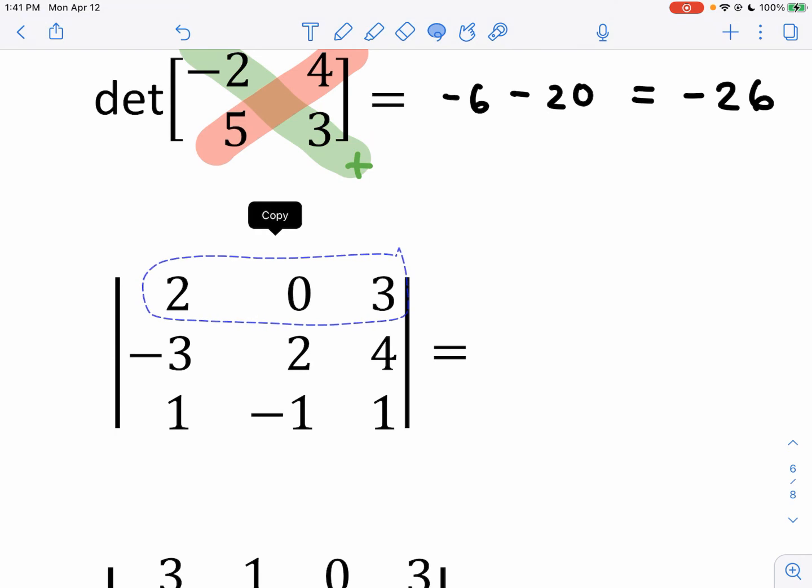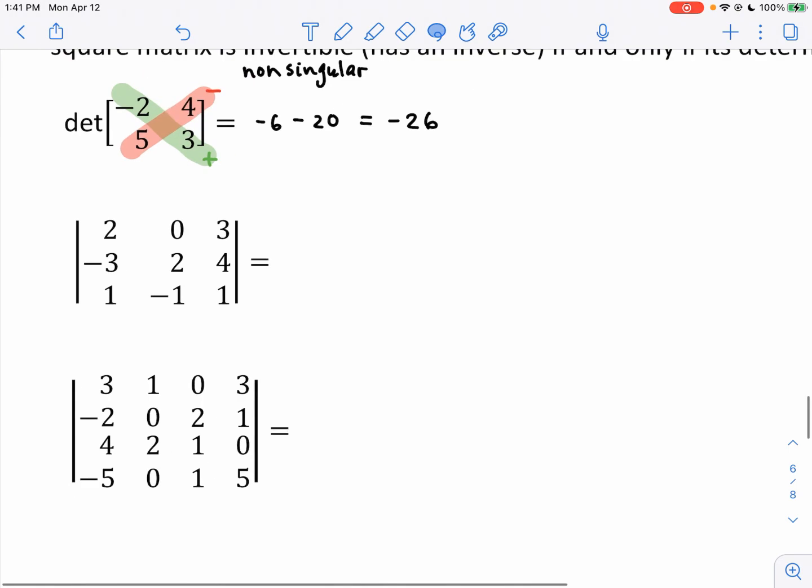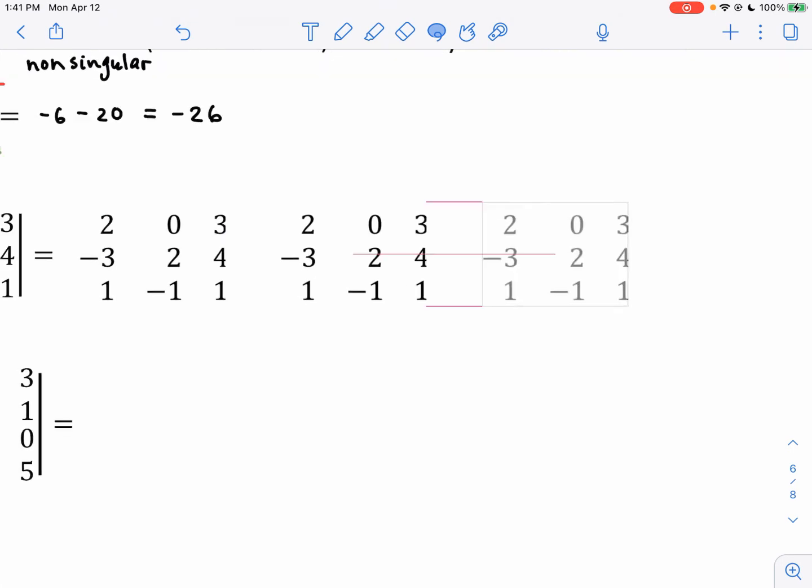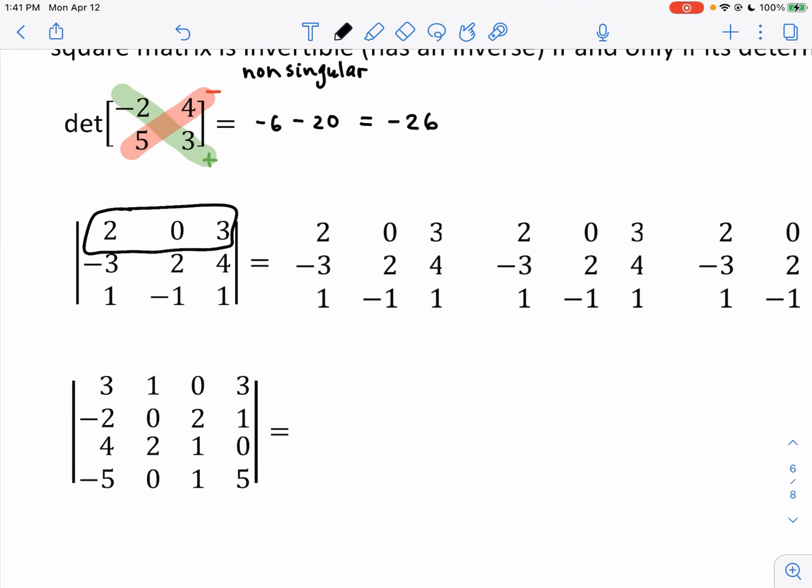Let's pick row 1. And what I'm going to do here is I'm actually going to copy this. See if I can copy all that and paste an image. Okay, we're going to expand along the first row.